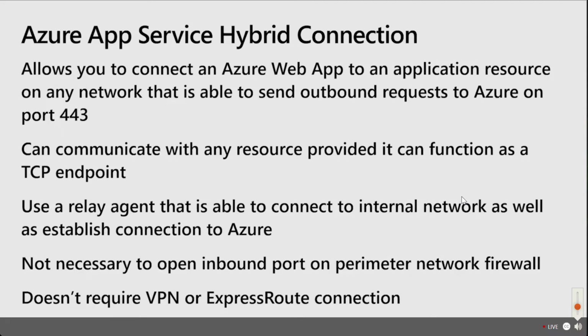So the way that it works is you install a relay agent. That relay agent sits on your internal network and has direct line of sight to the data source, as long as that data source has a TCP endpoint. So it can be a SQL database, it can be a MySQL database, it can be a Postgres SQL database. Anything that functions as a TCP endpoint can be used with Azure App Service Hybrid Connection. Again, with this technology, it's not necessary to open an inbound port on your perimeter network firewall. And of course, it doesn't require that you have a VPN or an ExpressRoute connection.